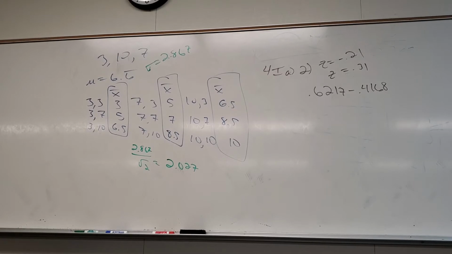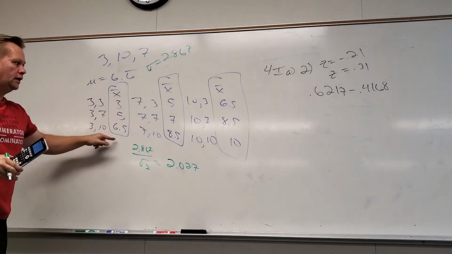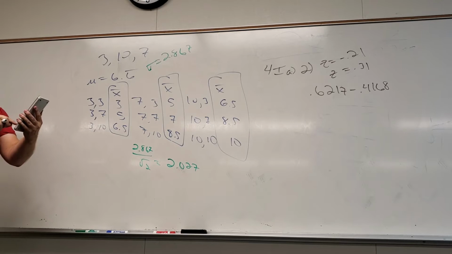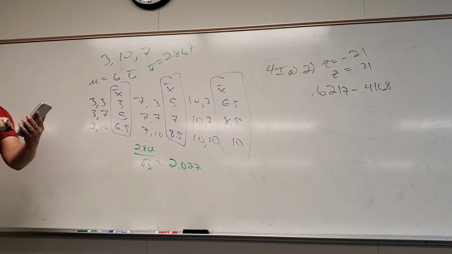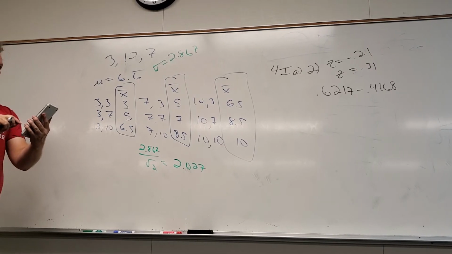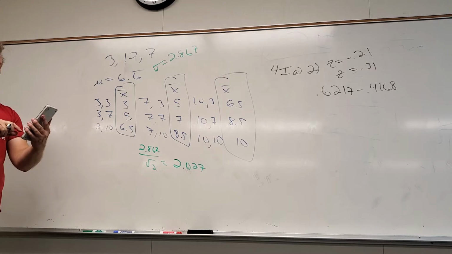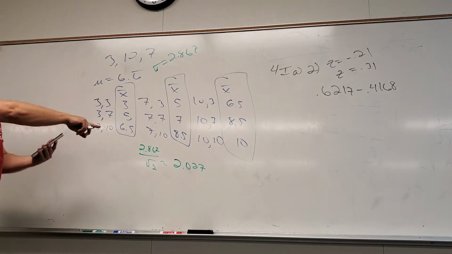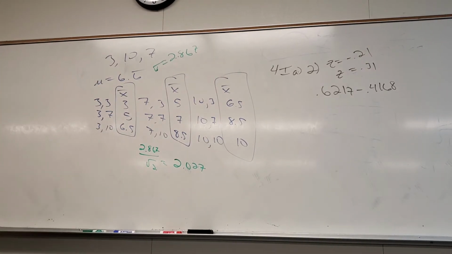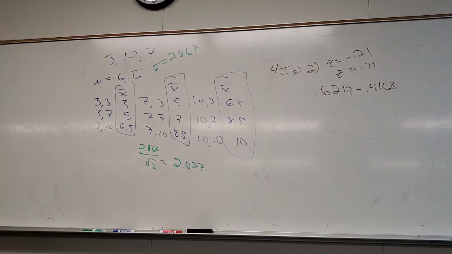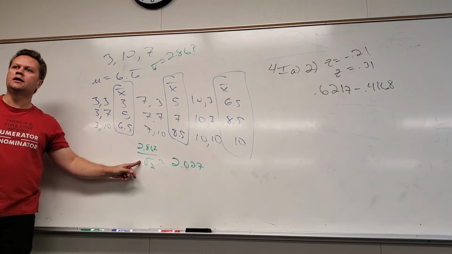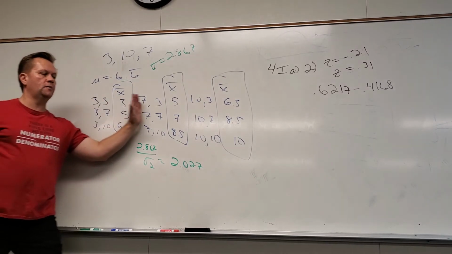So if I put into list 1 all these means, 3, 5, 6.5, 5, 7, 8.5, 6.5, 8.5, 10, and then I calculate the standard deviation, I get 2.027, and so on. So what this formula does is it makes it so that I don't have to make this list.